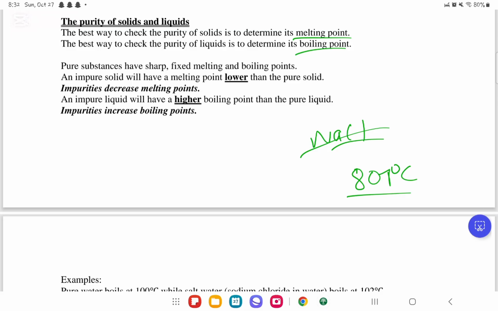If it melts before 801 degrees, it's not pure. If it melts after, it's not pure. It has to melt at exactly 801 degrees Celsius. By melt, I mean fully melt. It will change fully into a liquid. Same thing goes for liquids, for the boiling point. For example, water. The boiling point of water is 100 degrees Celsius.